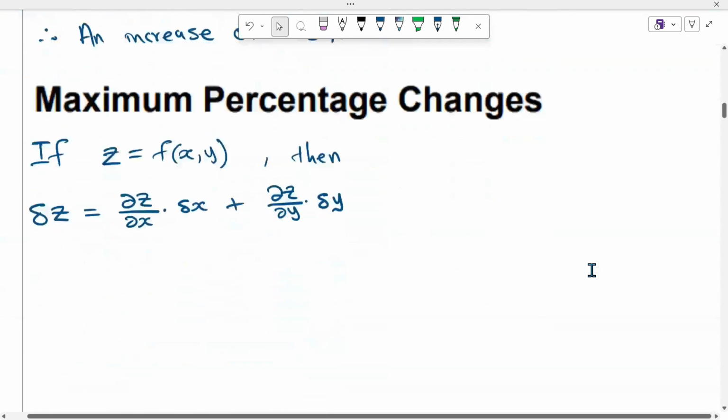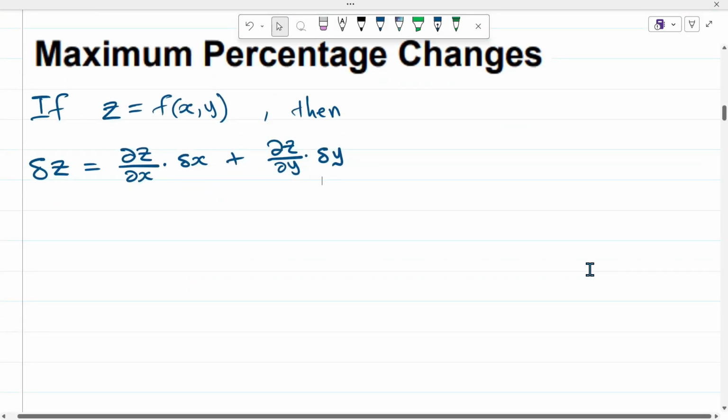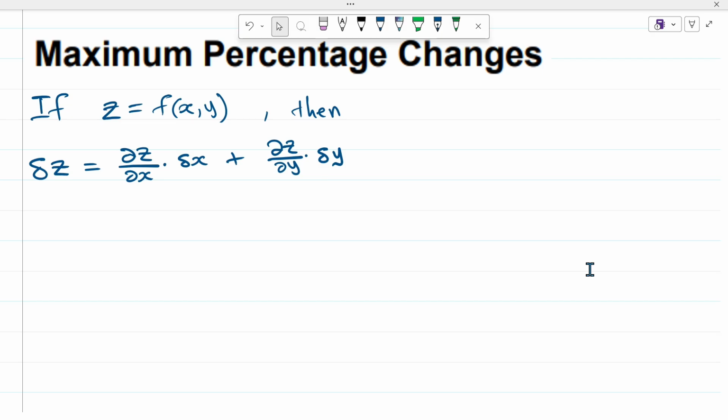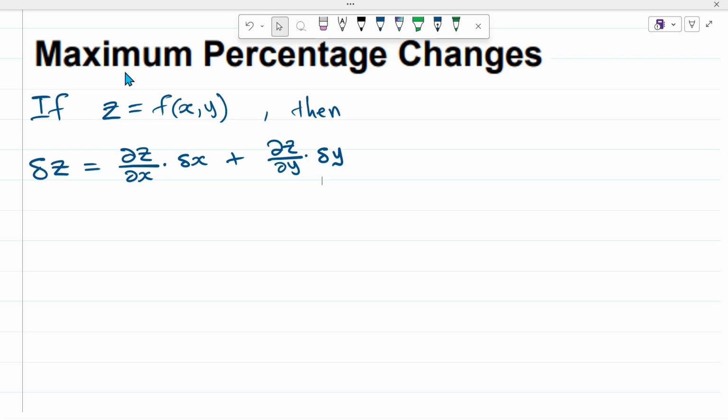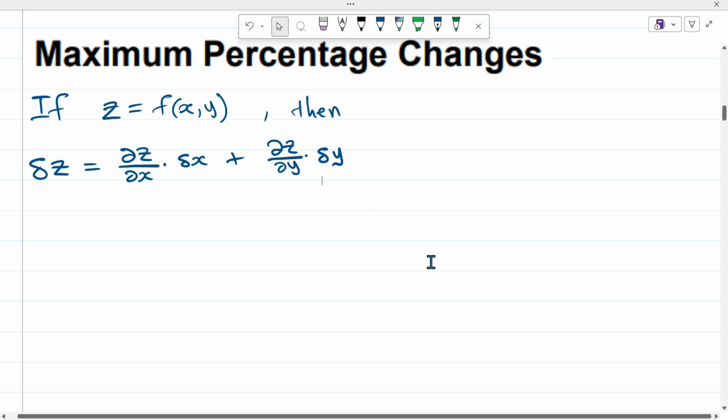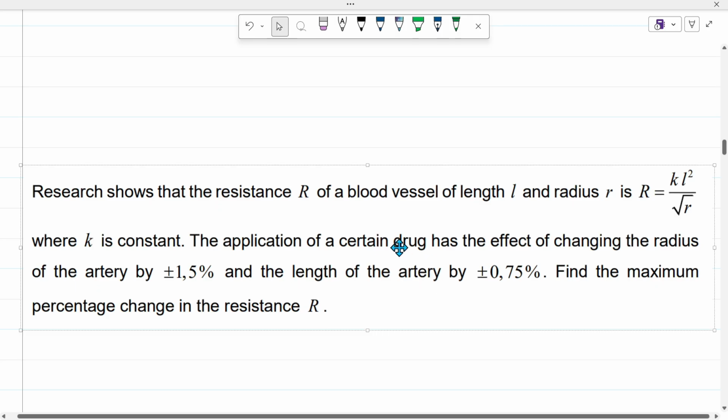So in maximum percentage change, you won't be told that it's increased. You'll be told that it changes by plus minus a certain percentage, so you just need to manipulate and make sure that you take the sign that will make that equation positive, because we are solving for the maximum percentage change. So I hope that makes sense. So yeah, let's see if we can do one example and then see how that applies to these things. So here's one example.